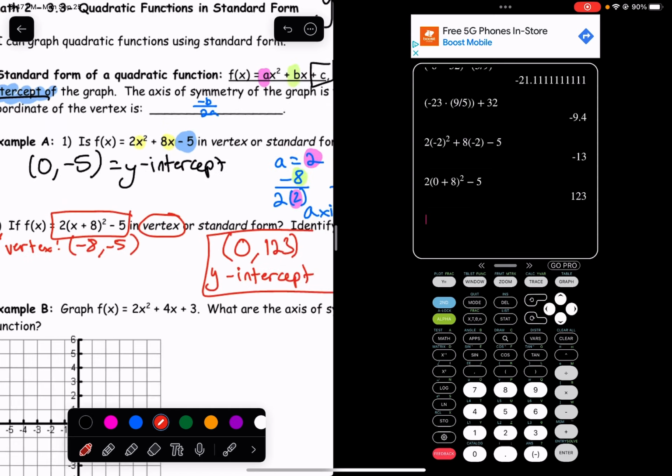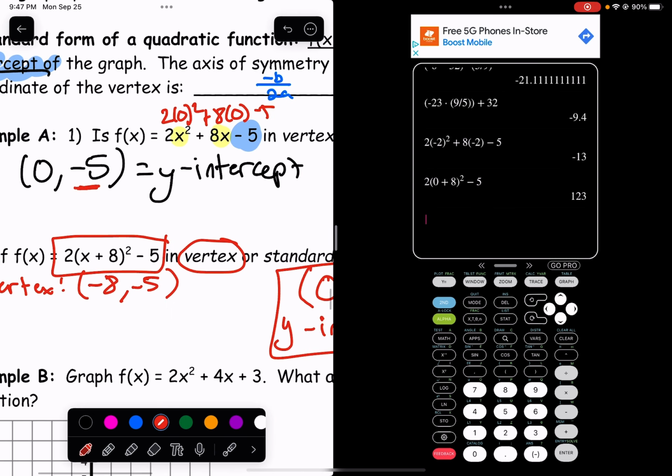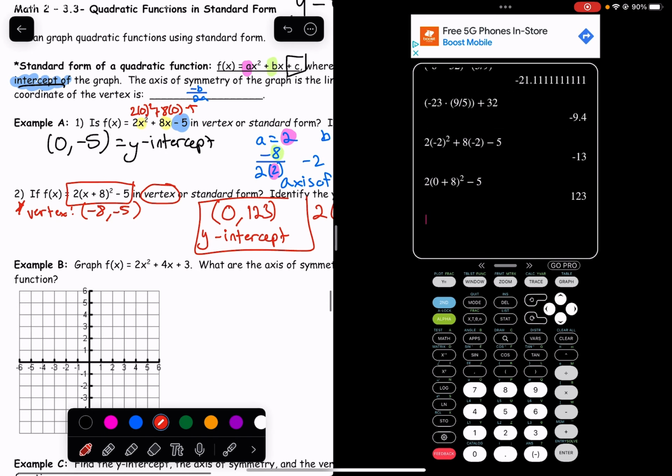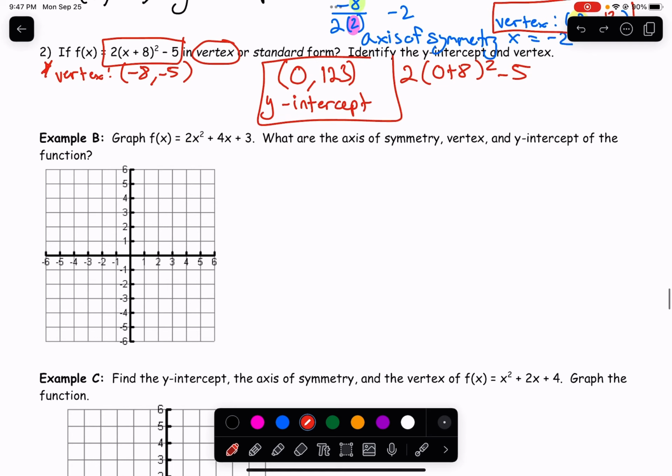So again, to find the y-intercept, really you could have plugged in 0 for the other one too, because if you do 2 times 0 squared plus 8 times 0 minus 5, you also get a -5 out. But you don't even have to do all that work because it's just a constant on the end there. With vertex form, you do actually have to plug in 0 for x to find the y-intercept.